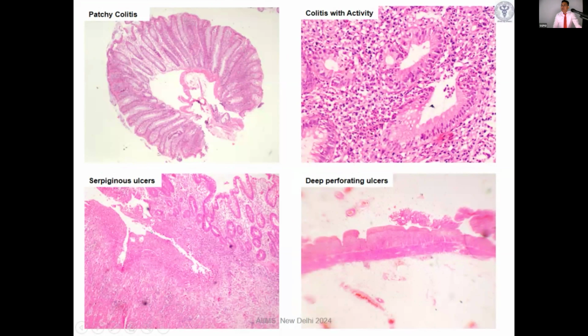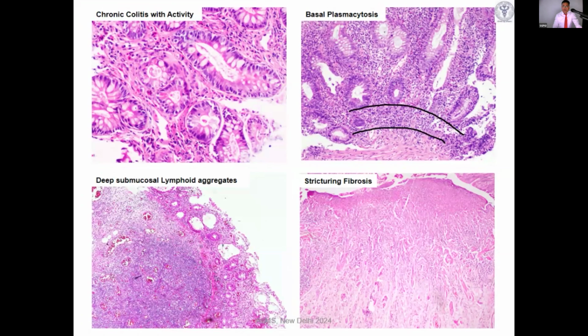Sometimes ulcers in both the diseases can be deep burrowing ulcers or tract-like ulcers, and they can go into the muscle, and they can sometimes also perforate. Crohn's perforates more. They form more fistulas. There are features of chronic active colitis, basal plasmacytosis.